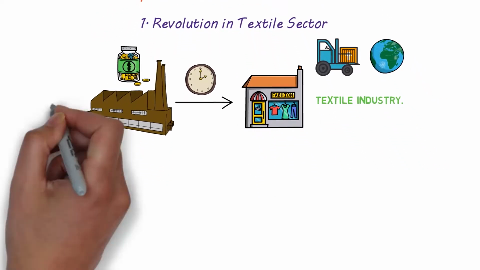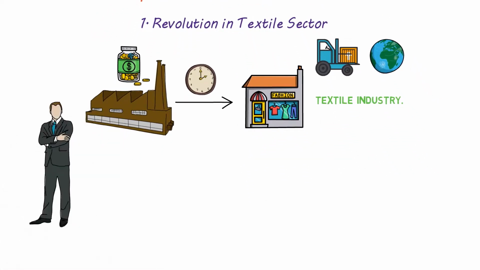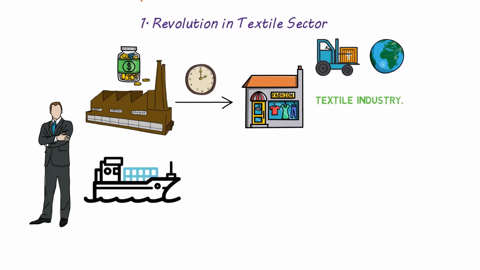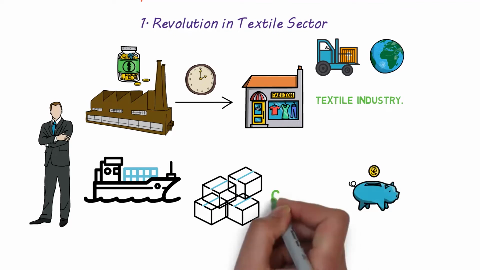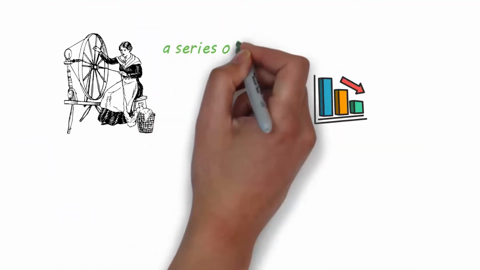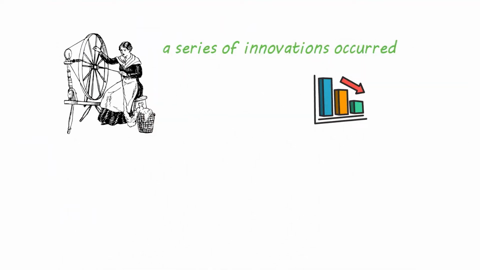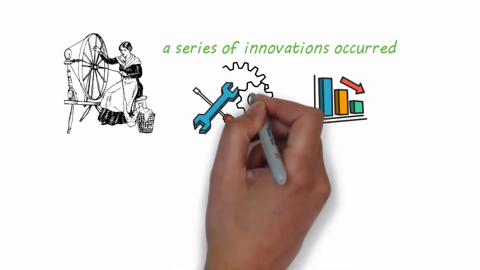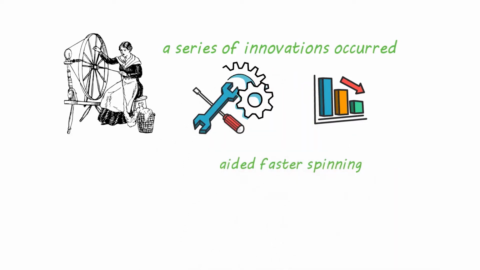This prompted the English businessmen to import raw cotton from India and convert it into finished cotton cloth in Britain so that they could earn some profit from the booming cotton demand. When the old machinery like spinning wheel and hand looms could not meet the demand, a series of innovations occurred. The new machines in the textile industry aided faster spinning of raw cotton into thread.